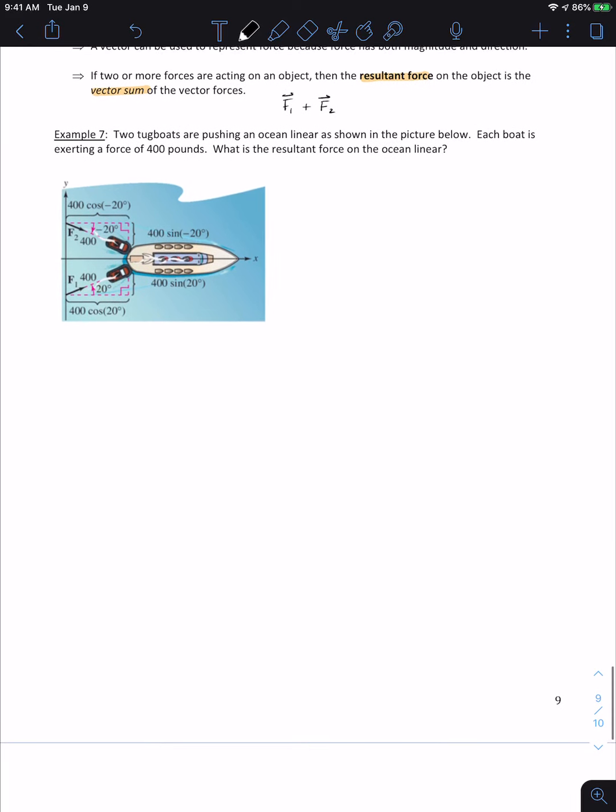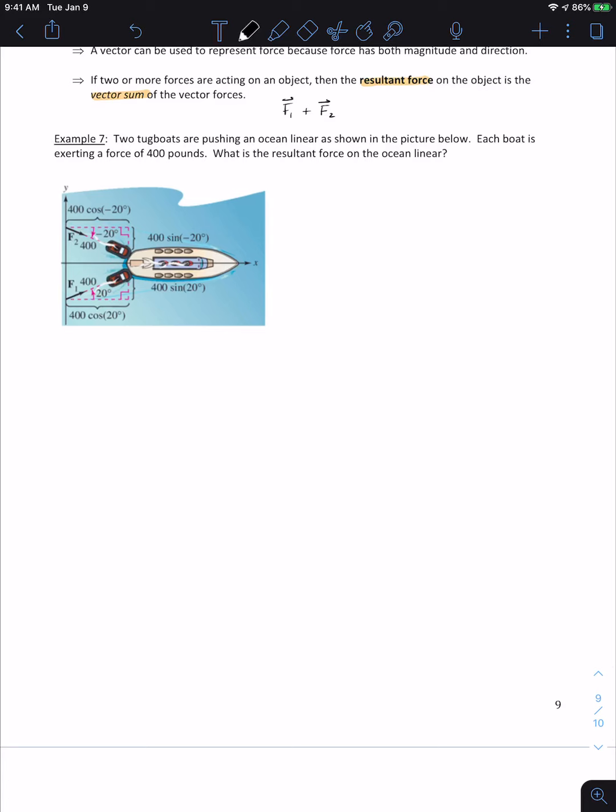And that's the idea that we're going to use here for example 7. So say we have 2 tugboats that are pushing an ocean liner, right? That's these guys right here. Those are my 2 tugboats. And each boat is exerting a force of 400 pounds. Remember, force is measured in pounds. What is the resultant force on the ocean liner? So the idea here is that tugboat 1 has a force and tugboat 2 has a force. And if I want to find the resultant force, then what I want to find is force 1 plus force 2, right?